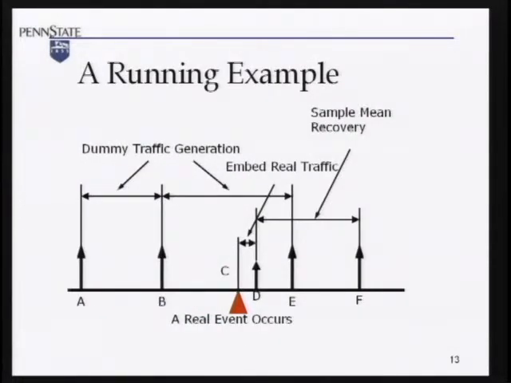So here is a running example. Suppose at time point A, the sensor generates dummy traffic, and then the next one is at time B, and the next time is time E. So that's the planned one. But here, after time B, at time C, the real event occurred. Right, so in this case, you want to find what is the next time you should deliver this message.